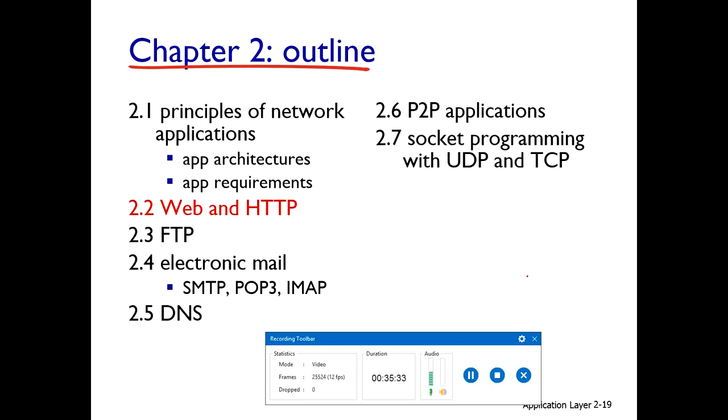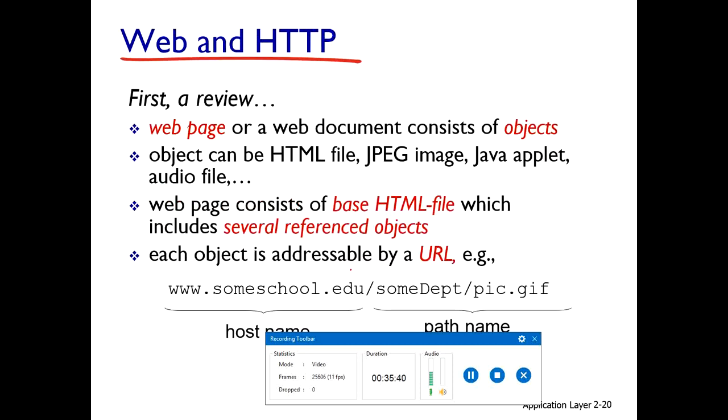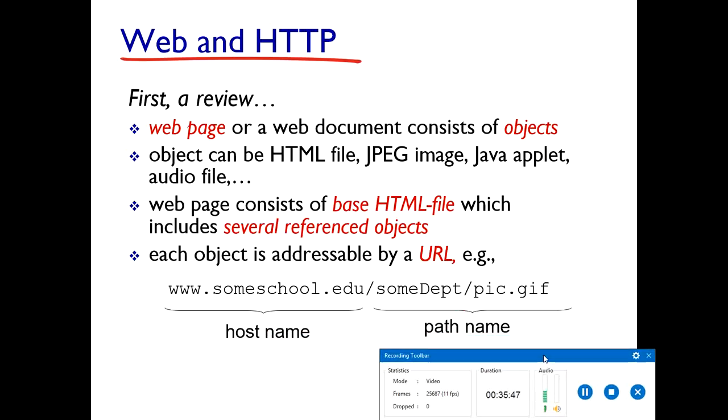Now we start with another important protocol, which is the web and HTTP. All of you are familiar with that, the web and HTTP. Let's first of all review the web and HTTP. You are familiar with what a web page or web document is, what a URL is. A web page or a web document consists of objects. What can be an object? An object can be an HTML file, an image, a Java applet, an audio file, or anything.